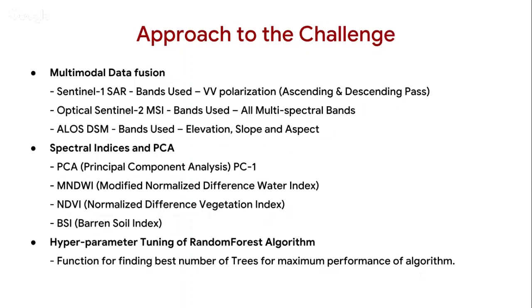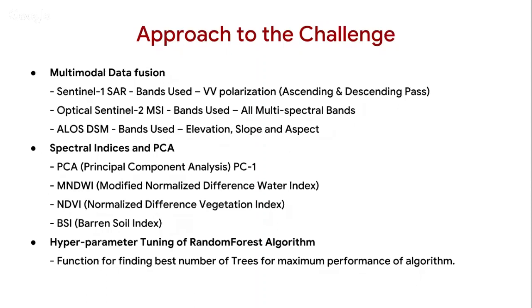I also took the bare soil index. The most confused feature on the surface is bare soil. Algorithms generally get confused with bare soil because its spectral signature matches nearly with other features, so they can't find out where it starts and where it ends. Therefore, I used a bare soil index so that it is specific for the algorithm to find out. And also hyperparameter tuning of the random forest algorithm.